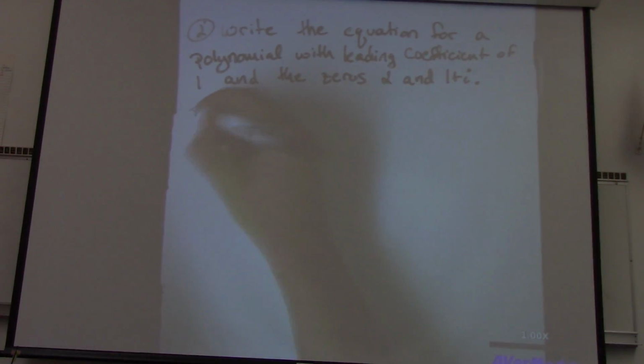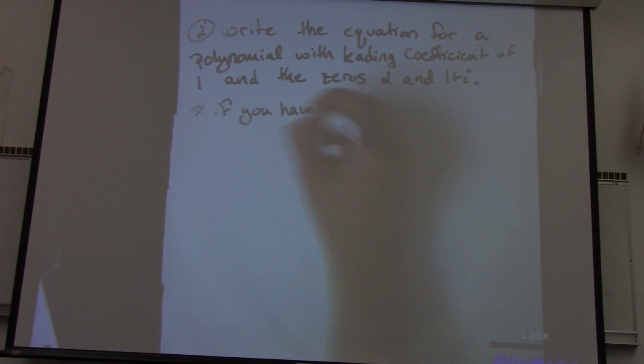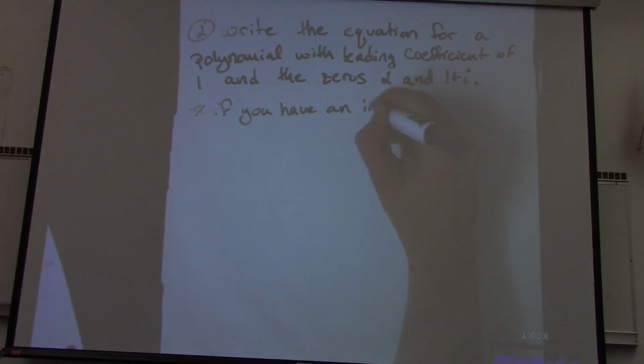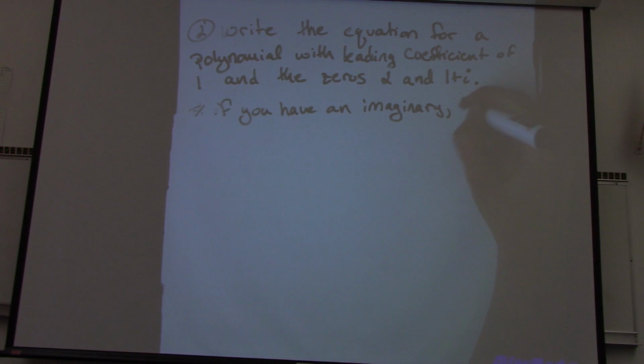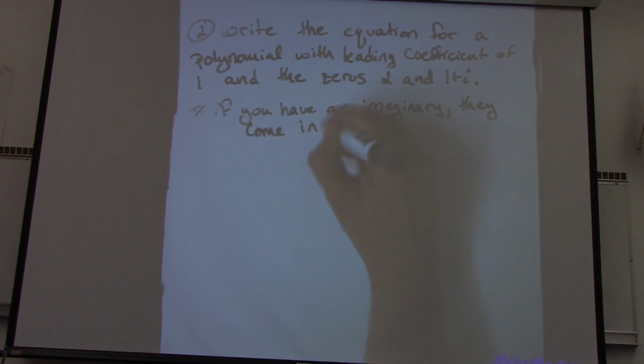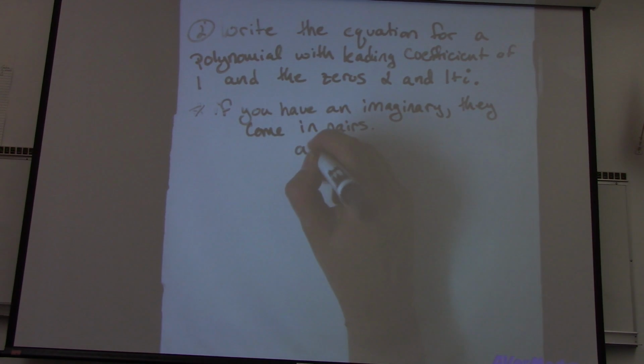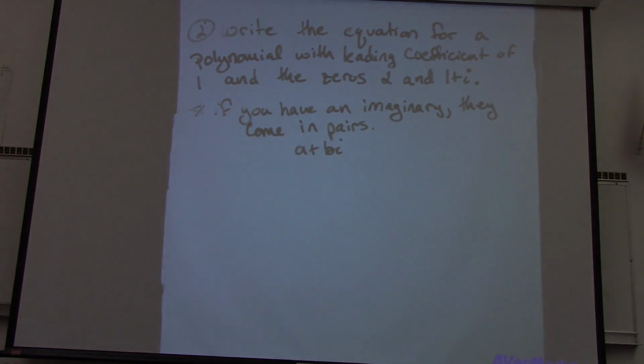If we come back here, we have a property that states that if you have an imaginary zero, they come in pairs. You have to have two of them. You have to have one where you have plus the imaginary, and you have to have one where you have minus the imaginary.